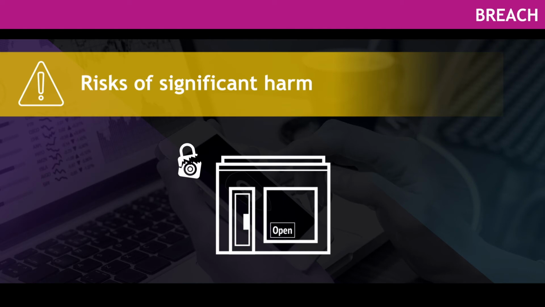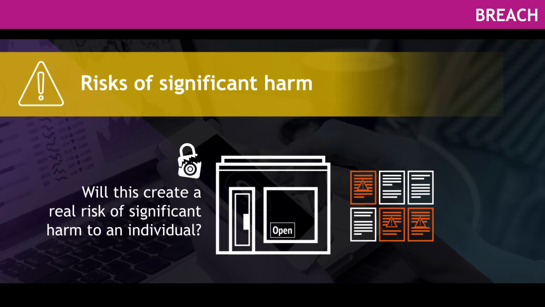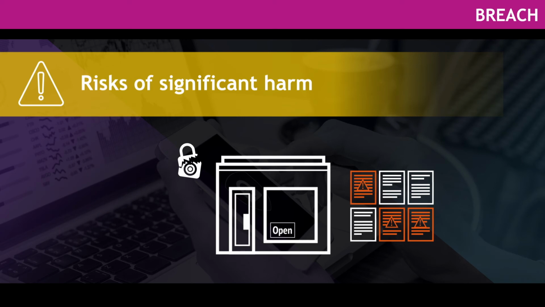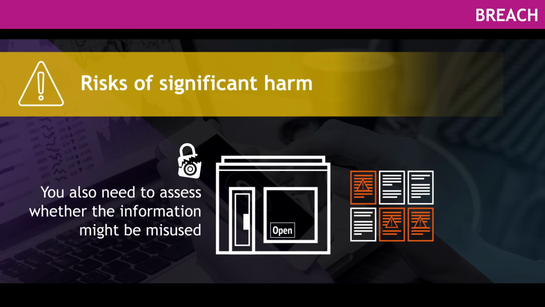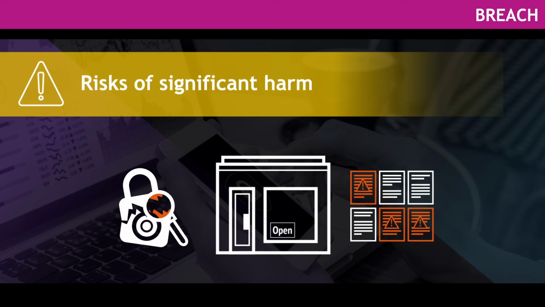So, if a breach of security safeguards happens at your business, it's important to take into account what personal information has been breached and the situation or the impact that this breach has created or can create. This will help you determine whether the information is sensitive enough to create a real risk of significant harm to an individual. Once you consider the sensitivity of the information, you also need to assess whether the information might be misused. When you are determining if breached information is likely to be misused, it's best to take another close look at the circumstances of the breach.